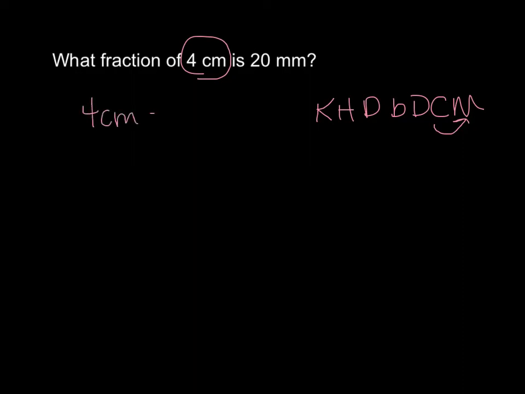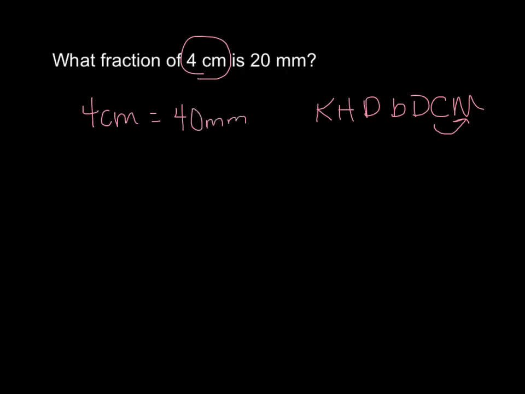Okay, so I'm going to use King Henry died by drinking chocolate milk. And let's just change the 4 centimeters to millimeters. So I see that's a 1 move to the right. So 4 centimeters is equivalent to 40 millimeters.